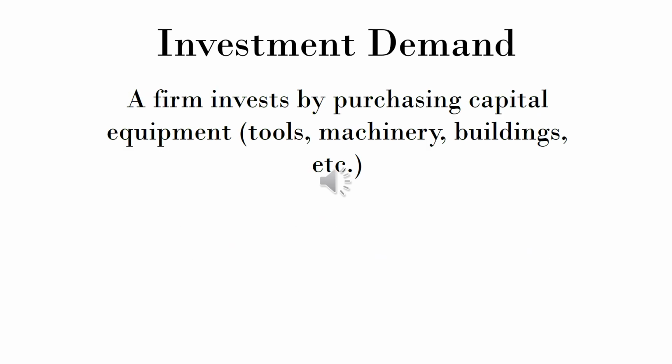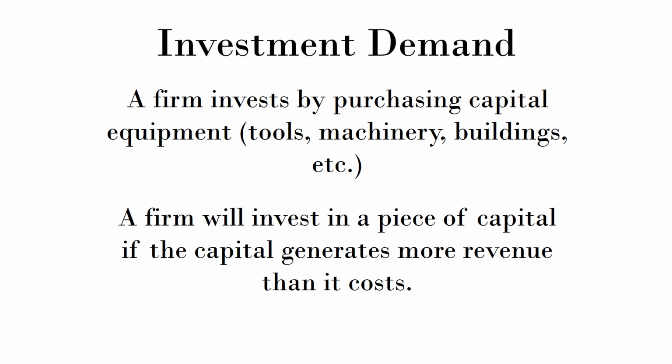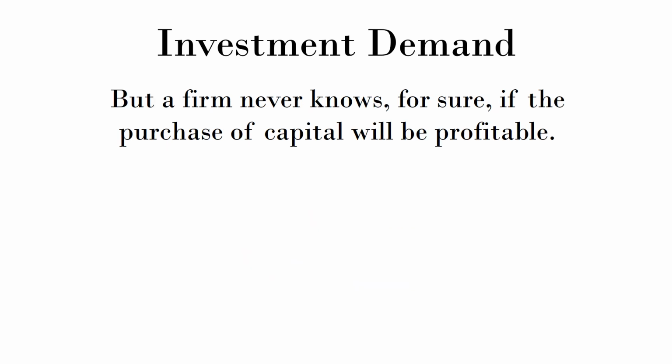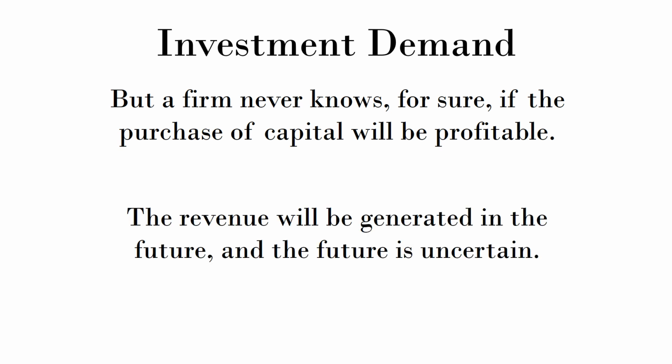A firm invests by purchasing capital equipment such as tools, machinery, and buildings. A firm will invest in a piece of capital if the capital generates more revenue than it costs. But a firm never knows for sure if the purchase of capital will be profitable. The revenue will be generated in the future, and the future is uncertain.